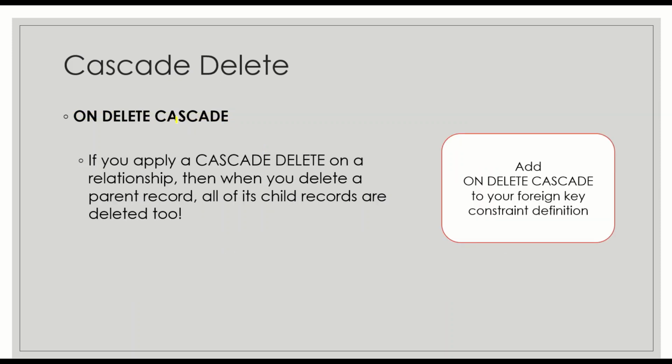Now we have a similar option for deletes. If we apply cascade delete on a relationship, then when you delete a parent record all of the child records are deleted too. And again, sometimes that's what you want. It can be very efficient. However, sometimes that can cause problems in your system. For example, if you delete a department and then all of those employees that work there are deleted from your system too, odds are maybe that's not what you wanted. So you have to be really careful with cascading deletes. You really want to cascade deletes only when the child record is meaningless without the parent.